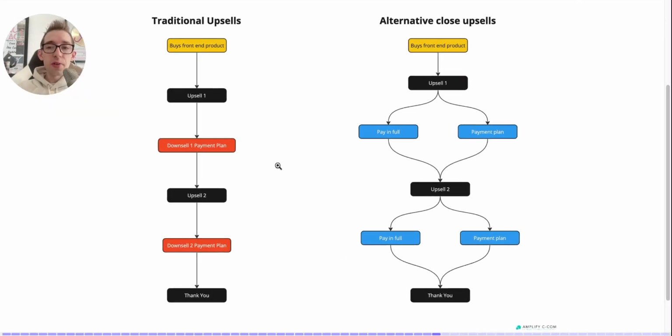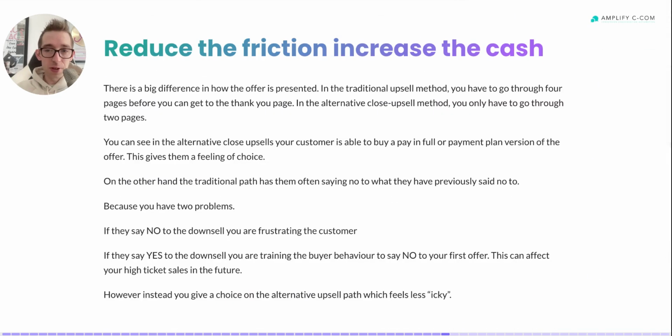Okay, so this alternative close upsells, don't underestimate the power of this. It's so powerful. Every single offer we've used it with, 8-figure businesses, it increases the AOV, it increases the take rates. It's magical. So reducing the friction to increase the cash, right? There's a big difference in how the offer is presented. In traditional upsells, you have to go through like 4 pages. Alternative close, you only have to go through 2. So it's a lot easier, a lot fewer steps. And you don't have them saying no as often, so they're in more of a buying mode.